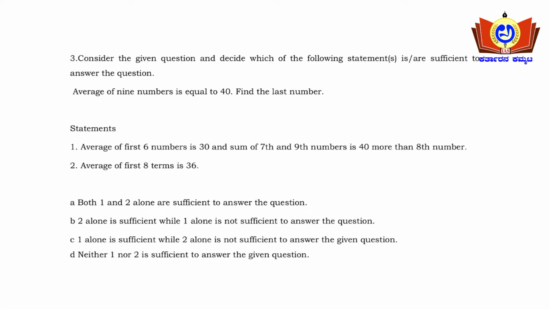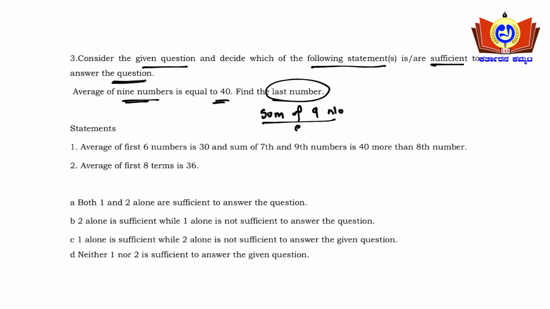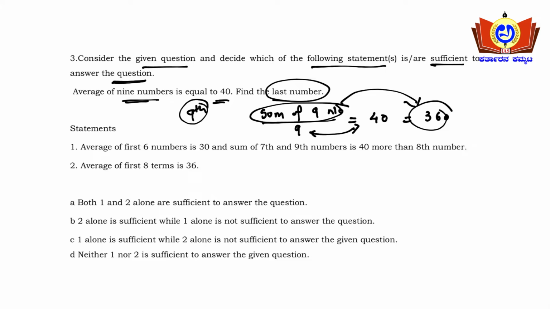The third question is: consider the given question and decide which of the following statements is or are sufficient to answer the question. Average of 9 numbers is equal to 40. Find the last number. So there are 9 numbers. Average of 9 numbers means the sum of 9 numbers divided by 9 equals 40. So we can find the sum of 9 numbers: 9 into 40, that will be 360. The sum of 9 numbers is 360. We got this, and the question is asking to find the 9th number. The last number means the 9th number.